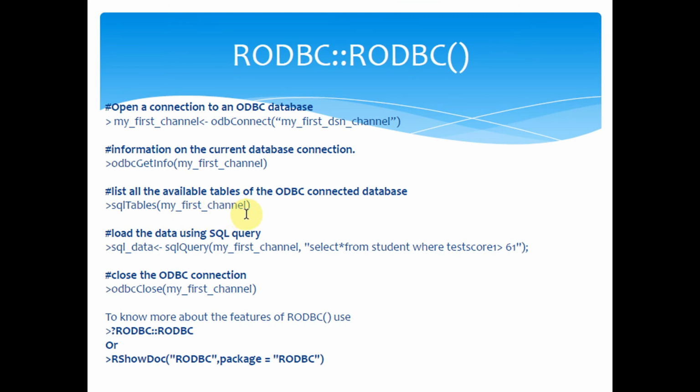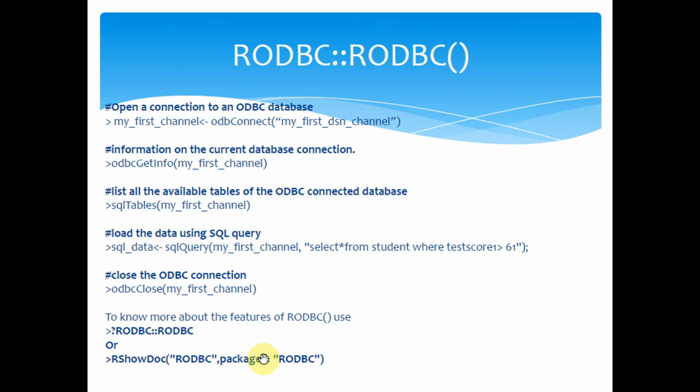Now, to load the data using sqlQuery, type the connection name myFirstChannel, comma, the SQL query: select * from student where test score 1 greater than 61. Done. We have successfully imported the data from a database to an R object named SQL_data. To view the data, just type View and the R object name. To know more about the features of this package, we can always use the question mark help for the full documentation.